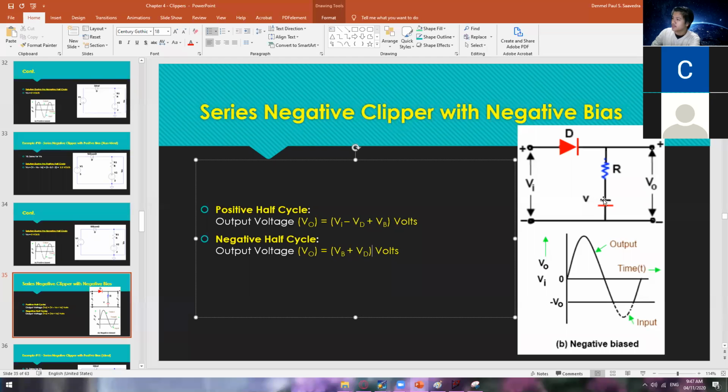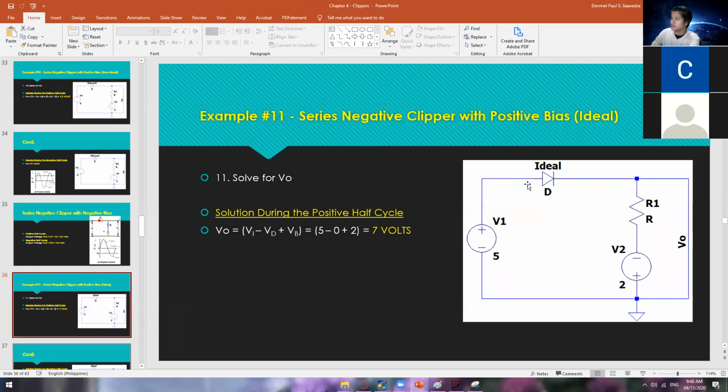As you can see right here, as it passes through here, you have to deduct the voltage threshold of the diode itself. So VB is negative, and then VD is positive, right? So here's the graph for this series negative clipper with negative bias. You will see later on why we have this kind of graph. It is completely conducting on the positive side, and it is clipped partially on our negative cycle. Okay, so let's have an example for that one.